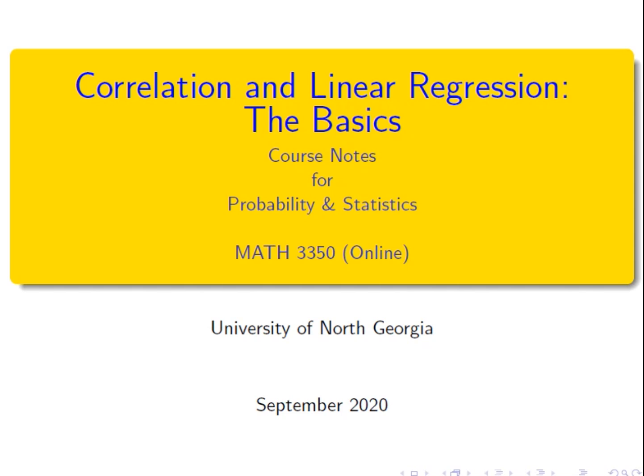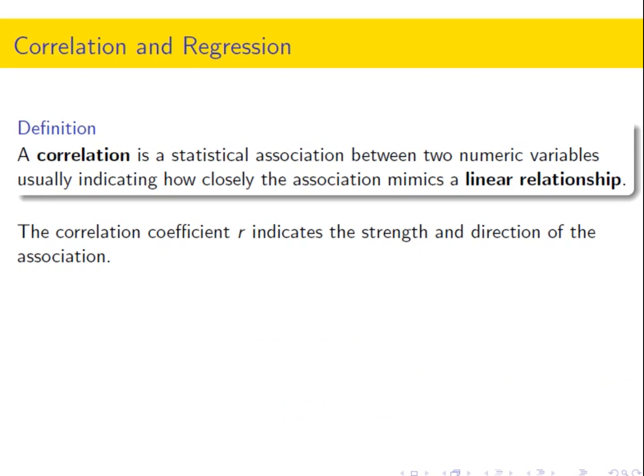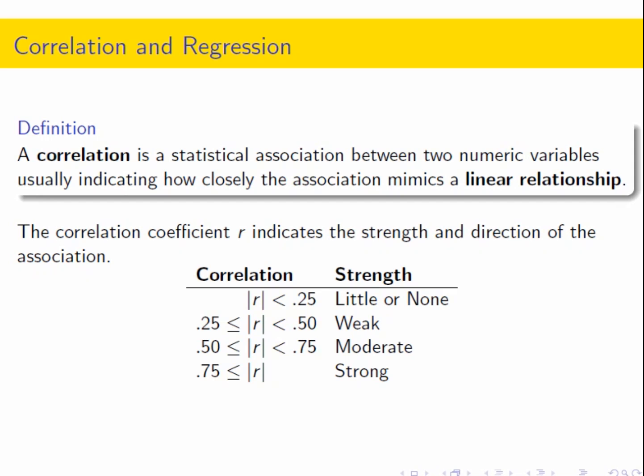Welcome to the 7th module, Correlation and Linear Regression. This is just the basics. So what we're planning to do is take a look at whether or not two variables have an association that mimics a linear relationship. And we assess that by the correlation coefficient R, which gives us the strength and direction of that relationship.